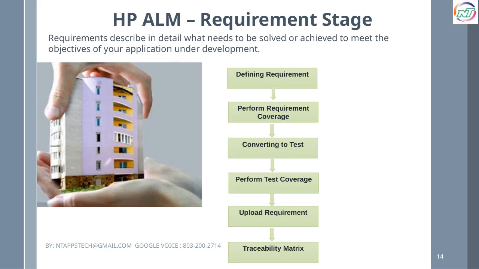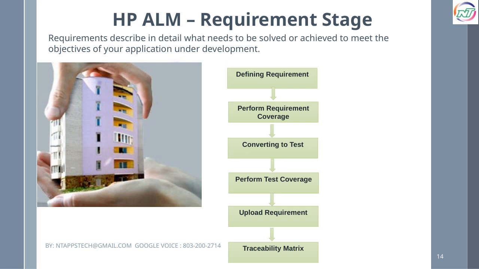Once the requirements are clearly defined, the next step is to ensure we perform test coverage. This involves checking how thoroughly the requirements are covered by test cases, making sure all aspects are tested to meet our objectives. We also perform requirement coverage, which confirms that every requirement is mapped to one or more test cases to ensure nothing is left untested.